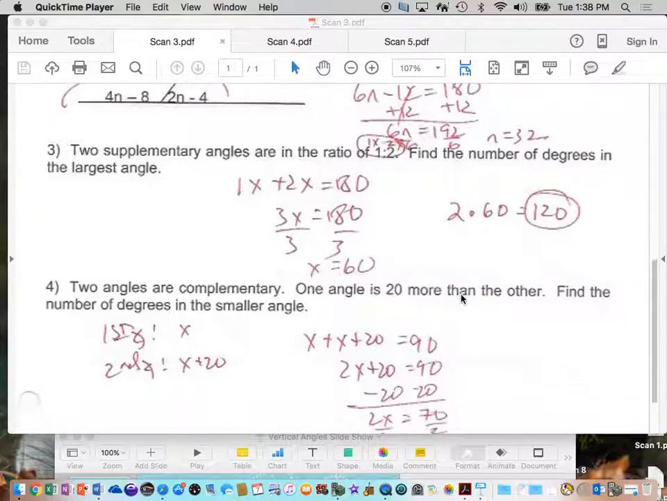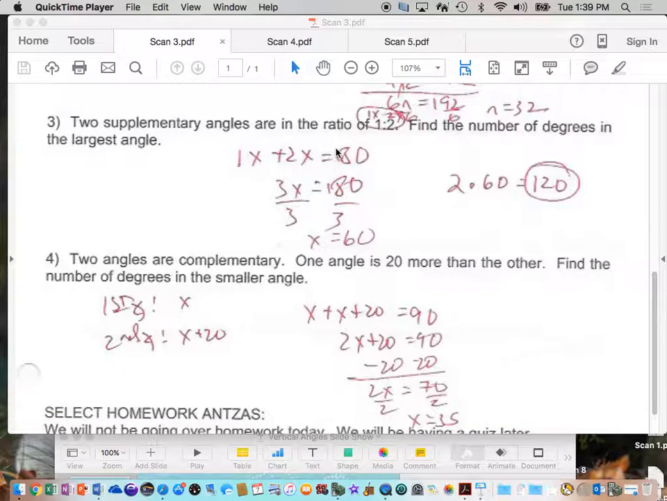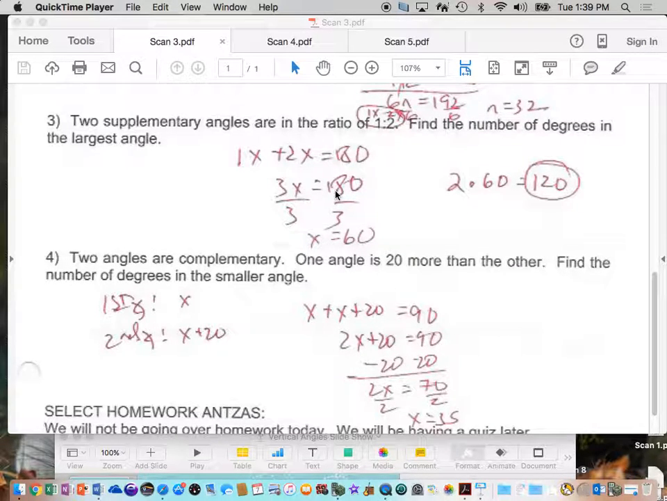Then it says two supplementary angles are in the ratio of 1 to 2. Find the number of degrees in the largest angle. So that's 1x and 2x. They have to add up to 180. Same side situation again. As soon as you see that they're in the ratio of 1 to 2, you automatically think 1x and 2x. That should be an automatic reaction. We did those earlier in the year. So 3x is 180, divided by 3, x is 60, but it wants the largest angle. So 2 times 60 is 120.